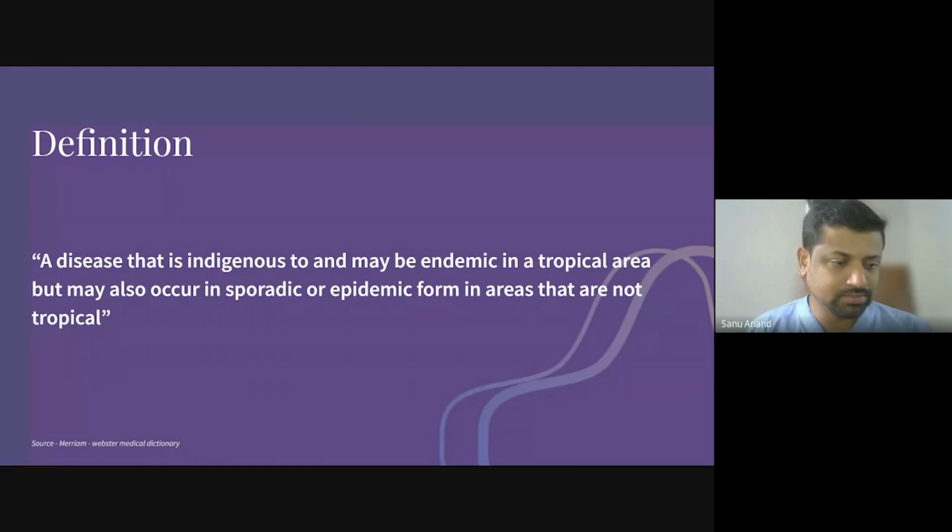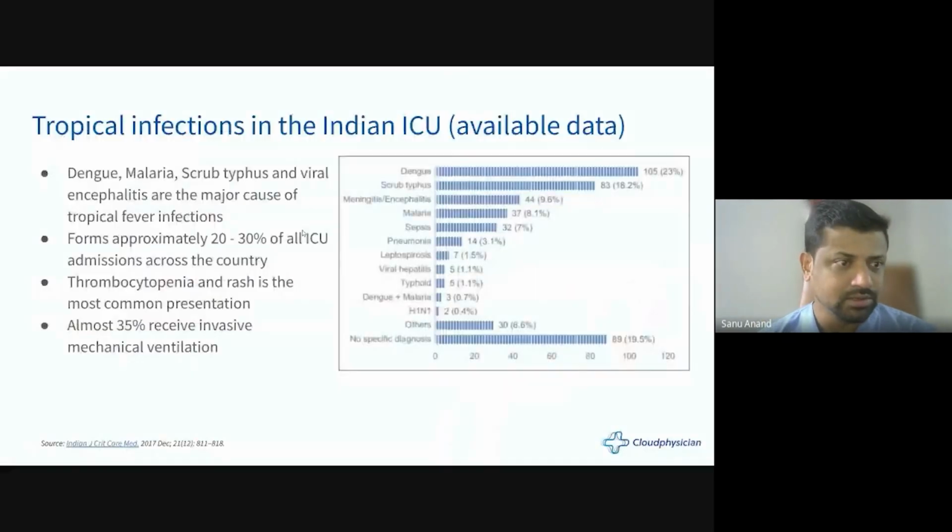Endemic means something which is normally present in a particular geolocation, and which does occur sporadically everywhere else as well. It's not unusual to see some of these tropical diseases in temperate climates as well. But this is the Webster Dictionary definition.